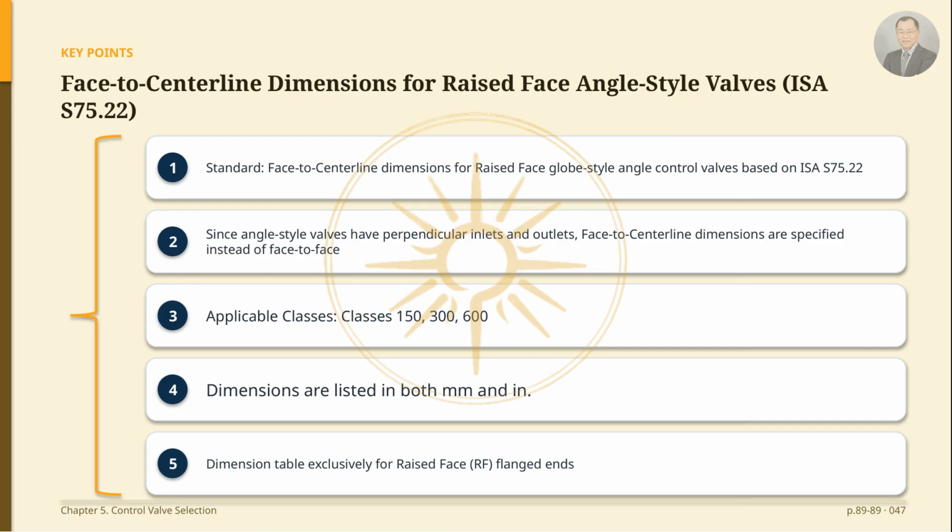The applicable pressure classes are Class 150, 300, and 600, and dimensions are provided in both millimeters and inches. The end connections are specifically for raised face or RF flanges. When installing an angle valve in a right angle piping section, you must use this face-to-centerline dimension to position the piping for a precise fit.